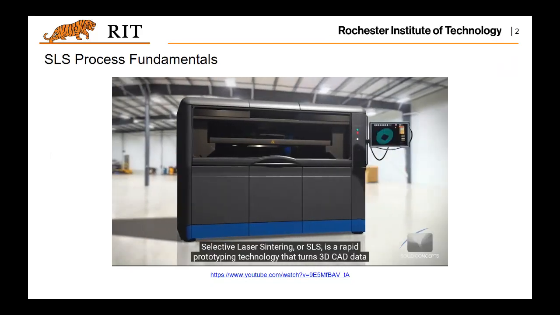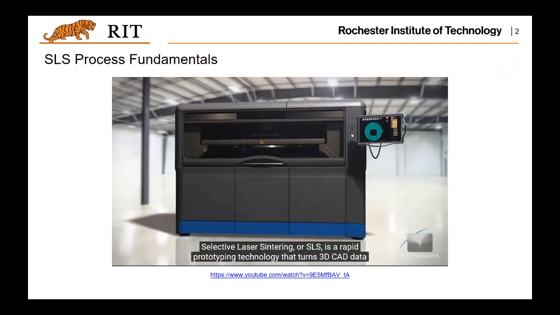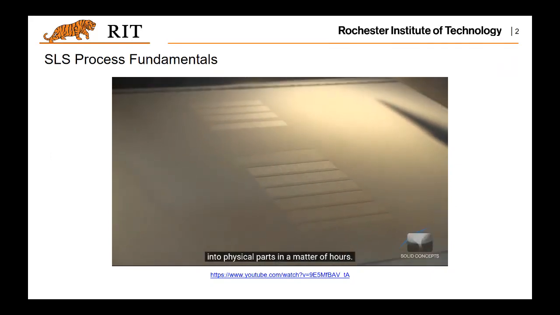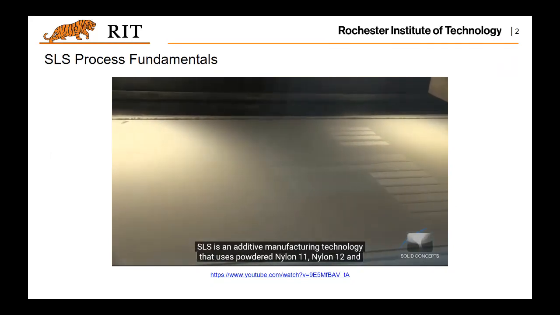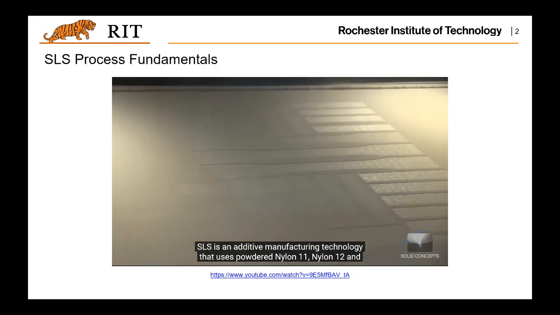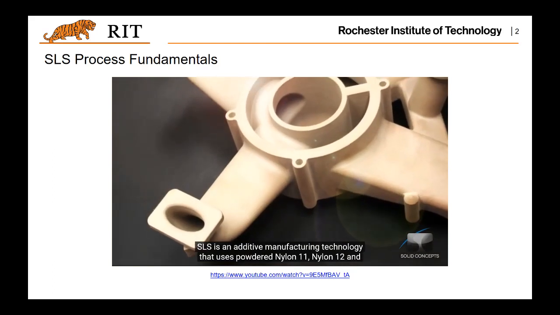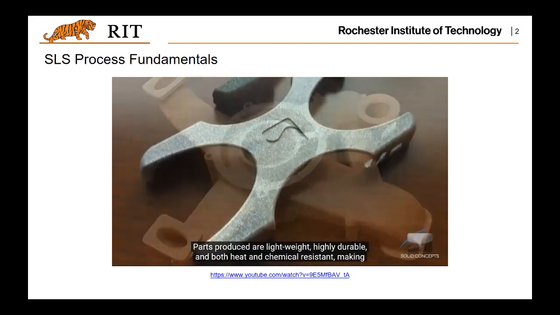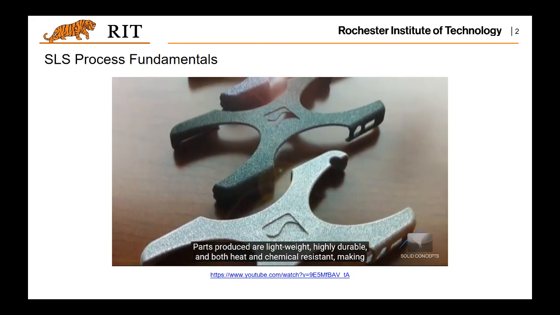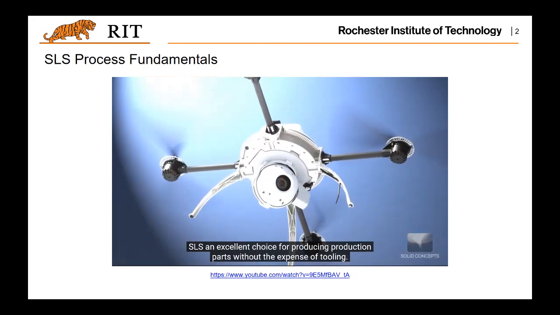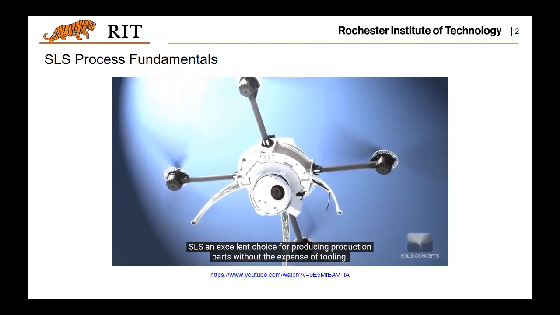Selective laser sintering, or SLS, is a rapid prototyping technology that turns 3D CAD data into physical parts in a matter of hours. SLS is an additive manufacturing technology that uses powdered nylon 11, nylon 12, and PEEK materials. Parts produced are lightweight, highly durable, and both heat and chemical resistant, making SLS an excellent choice for producing production parts without the expense of tooling.